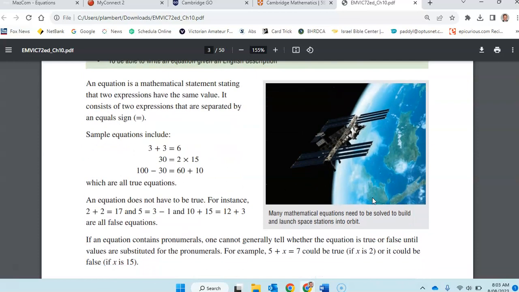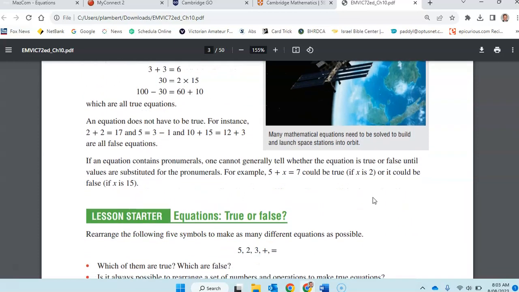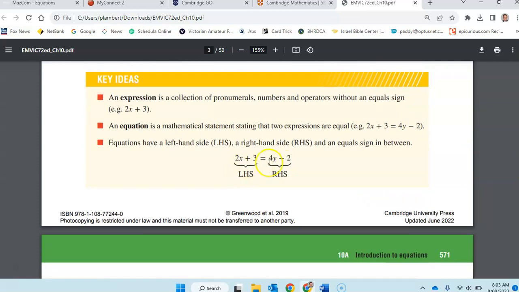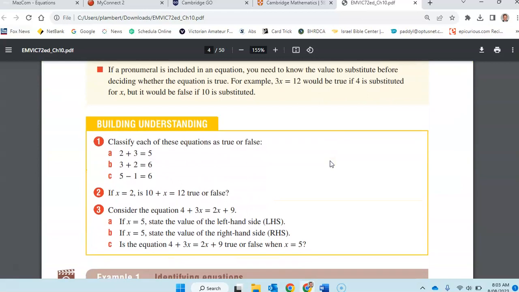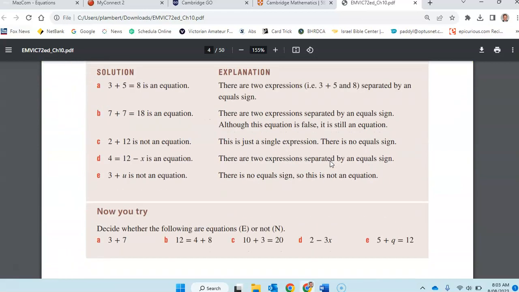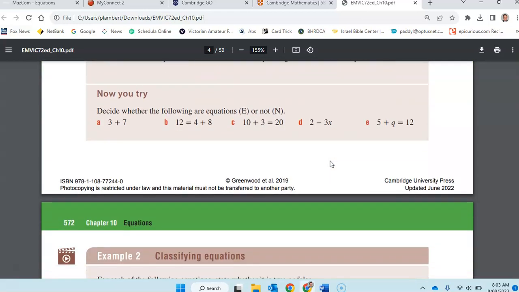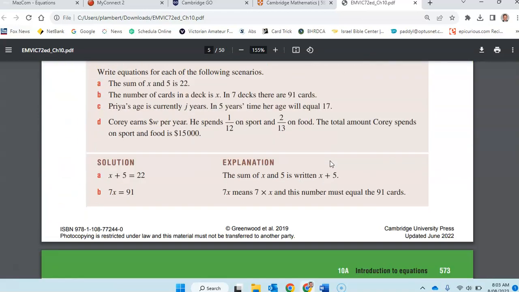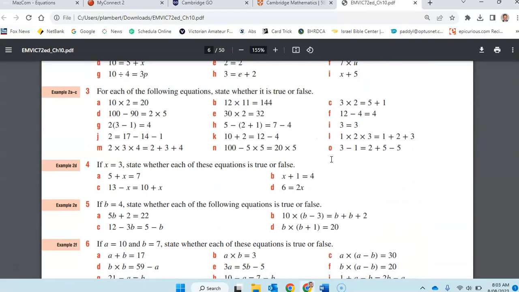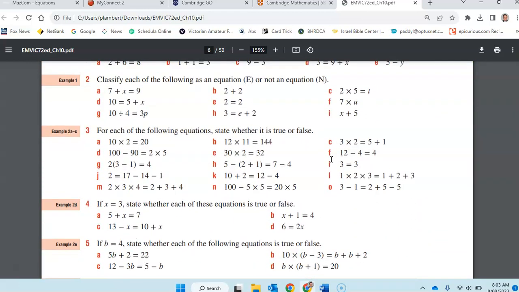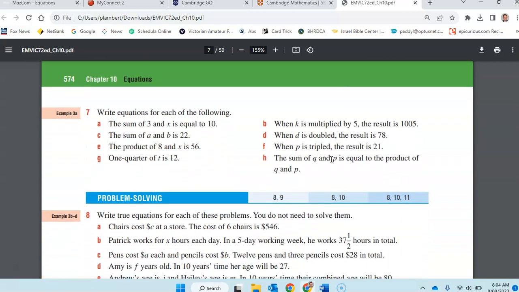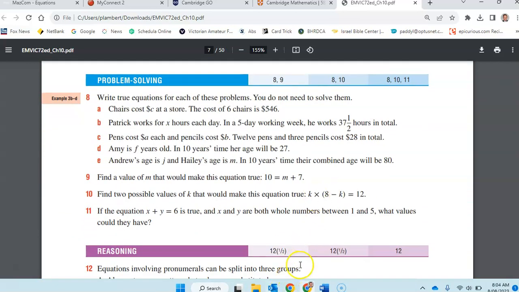So something plus or minus or multiplied by something equals something else. So you have a left-hand side and a right-hand side, and you should be able to identify which ones are equations and which ones are expressions. That should be fairly okay, and you should have a look at those and see if you are able to pick whether those equations are true or not.